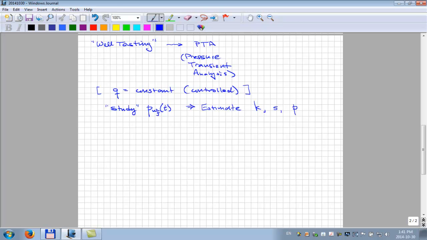And the current average reservoir pressure. If you shut the well in and you use this analysis, now in that case you have two rates. You have the rate when it's flowing and you control it, then shut it in, and you see how the pressure changes. And then you're able to estimate permeability, skin, and average pressure.